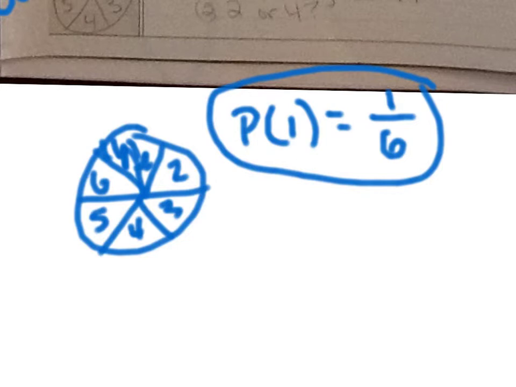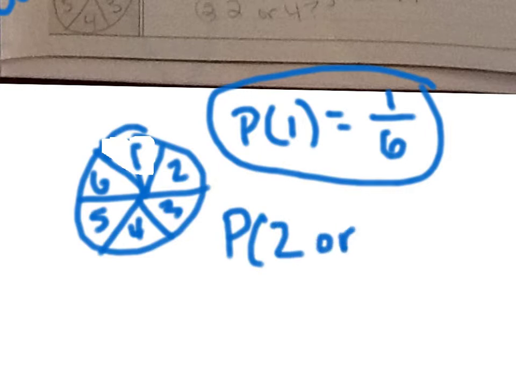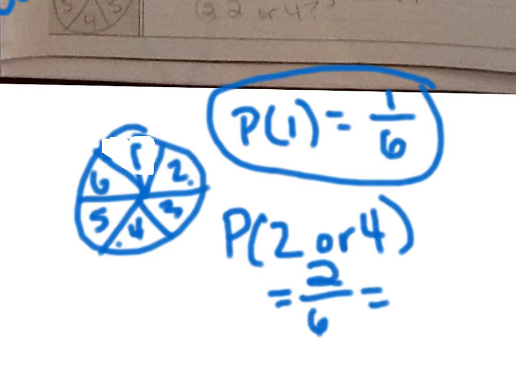What about the probability of landing on a 2 or 4? Well, I have a 2 here and a 4 there. So there are two possible chances out of 6, and I can reduce that fraction, and should, to 1/3. You can also do the percentage of 1/3 being 33%. All right, let's look at some other.